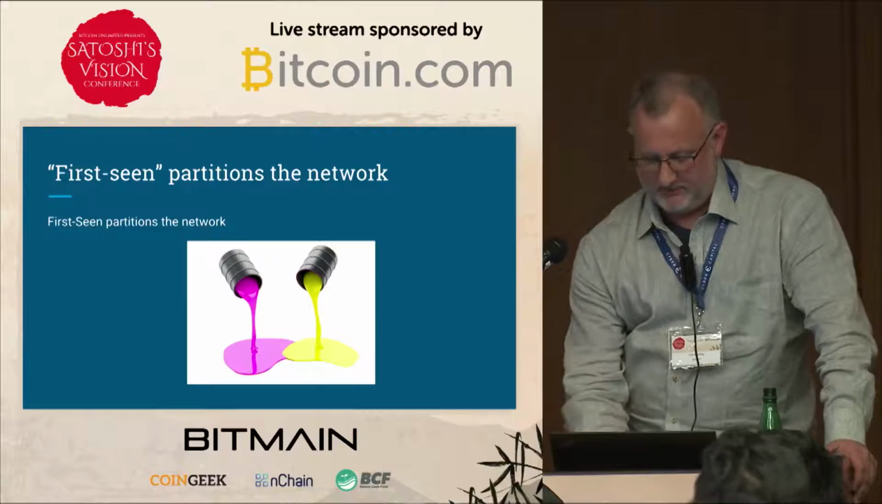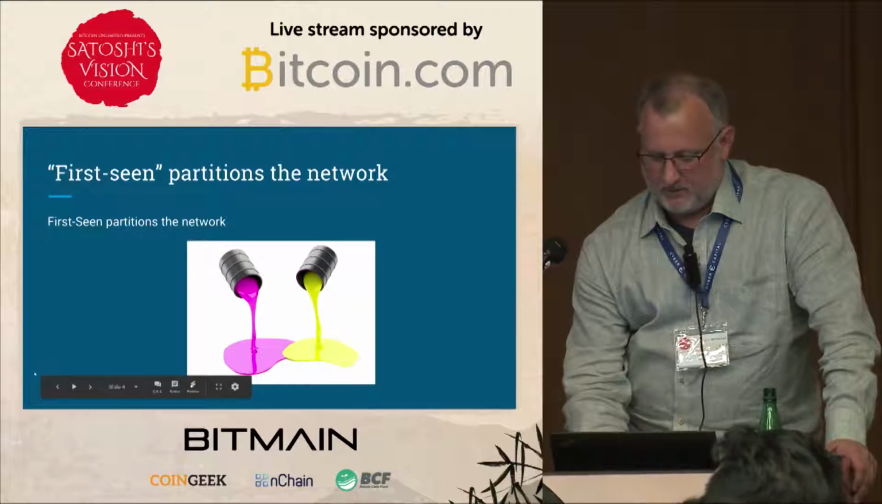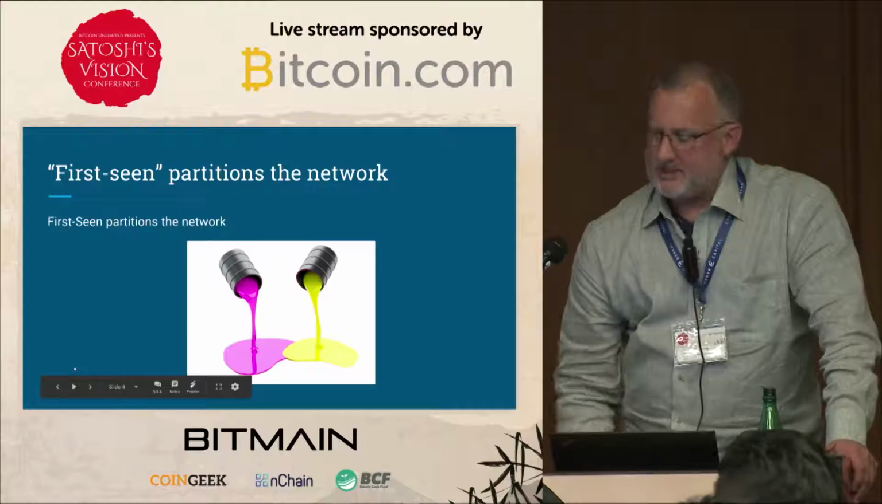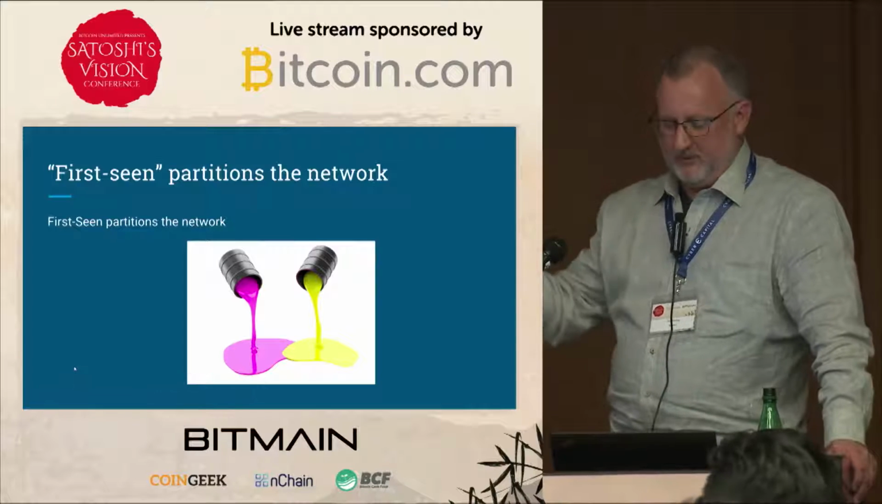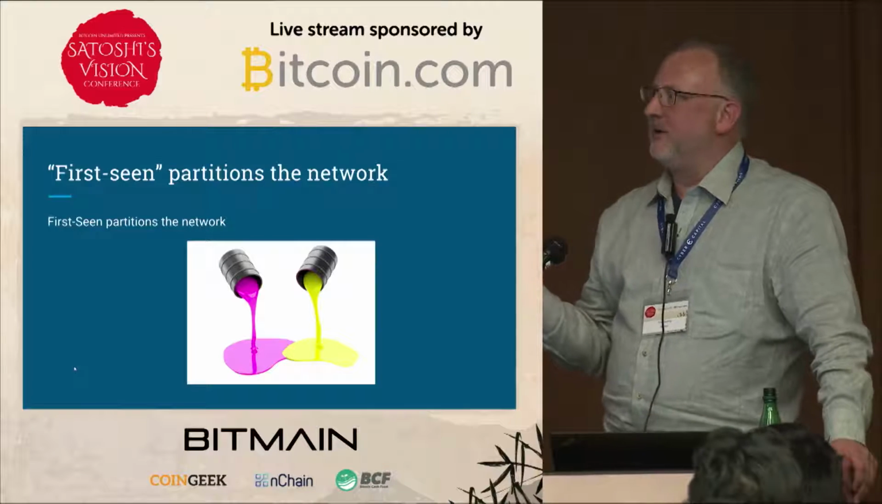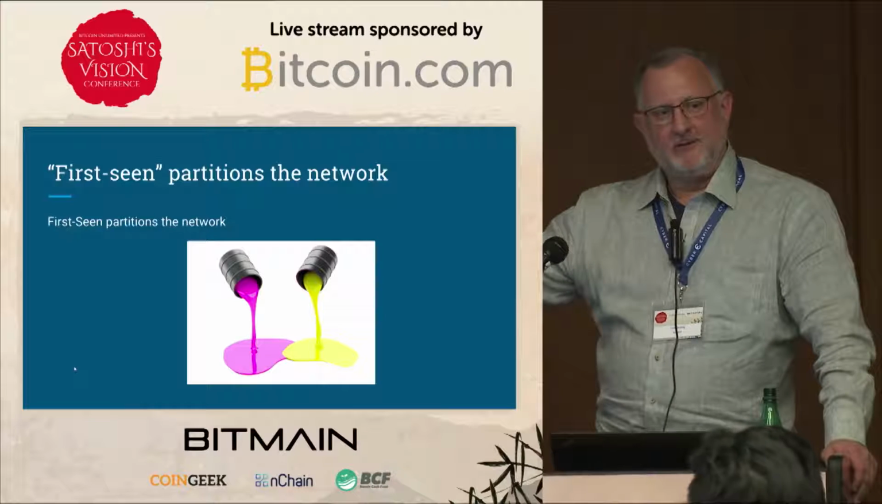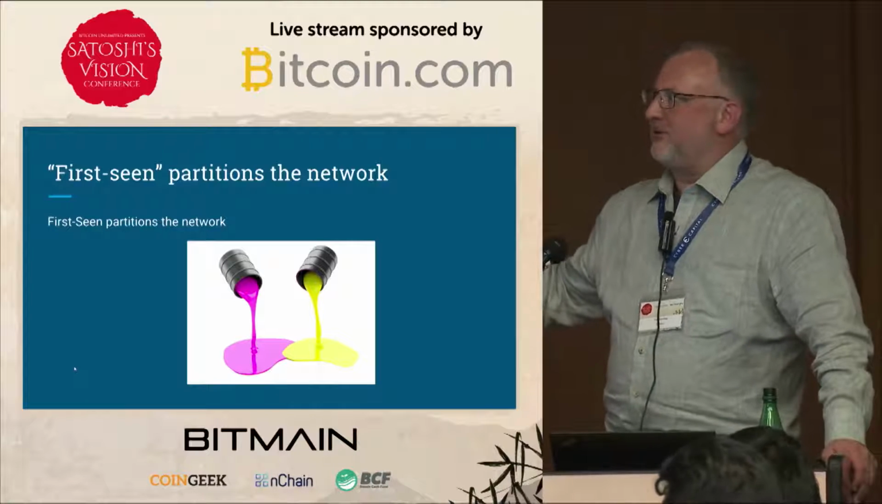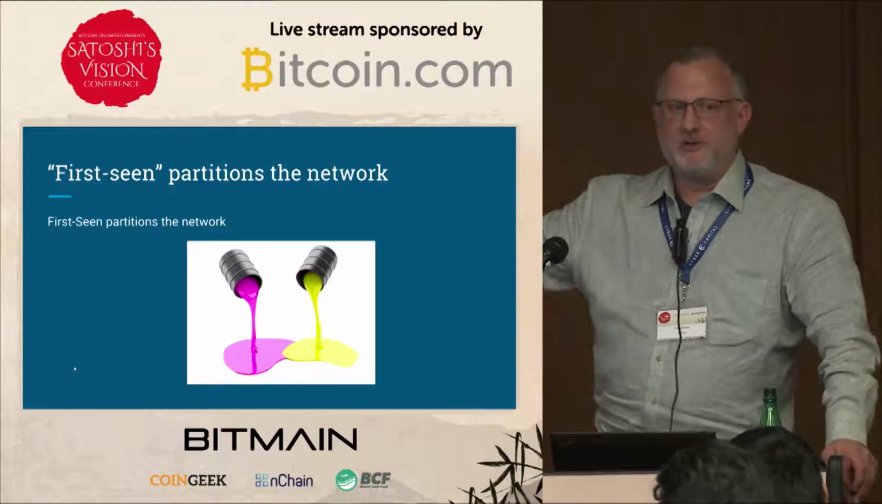So the question is whether the attacker, a double spender, receives what he's paying for. There's one person that he's paying, and there's the miner. So the question is, which part of the network are each of these two people in?